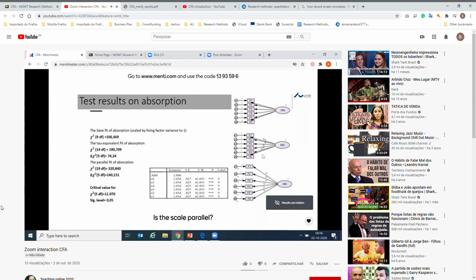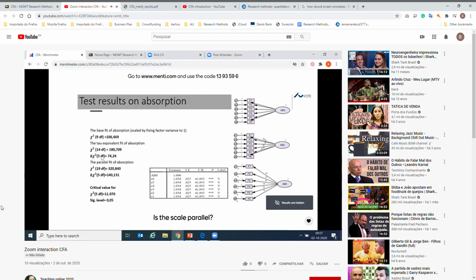So after I impose this restriction, and it's a pretty solid restriction, because now you're saying that the questions not only load on the same factor, but they have to have the same value. They have to be the same in terms of quantity. They have to predict the absorption to the same degree. So that's a pretty tough restriction to impose. And you can see that the tau equivalency test has not been passed. So tau equivalence is when the coefficients are the same. And you see that the chi-square difference is 74.24.